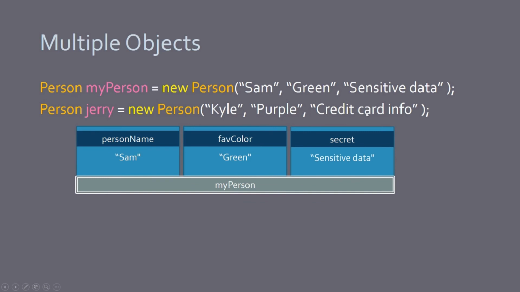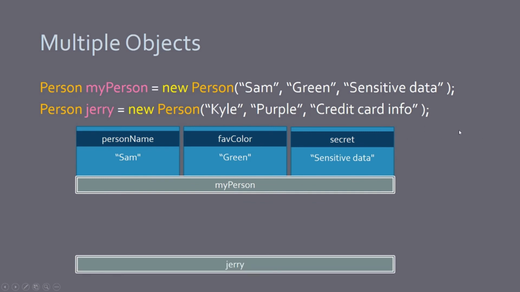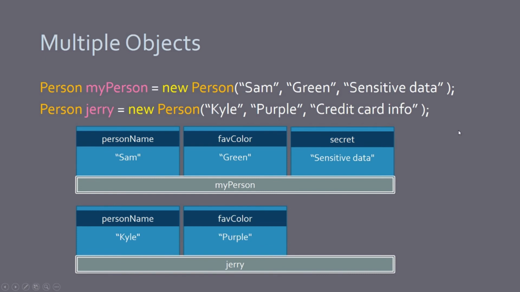passed to us. Then in the next line of code, our Jerry person object would be allocated, and his person name would be set to Kyle, his favorite color to purple, and his secret to credit card info.